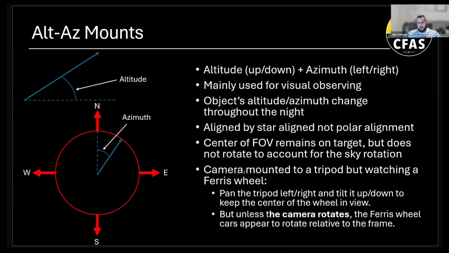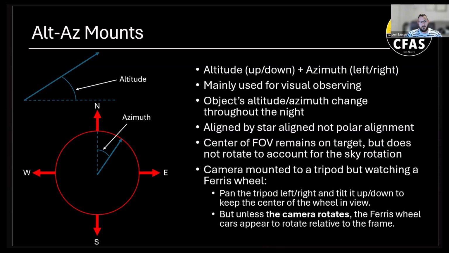Think of a Ferris wheel and a camera mounted on a tripod. Without the camera moving, you're able to keep the Ferris wheel in the center of the camera's view, but the Ferris wheel cars are going to be rotating relative to your frame. So it's always going to be a blurry image if you're taking a long exposure. That's the same idea here. To get around this, we use an equatorial mount that tracks the right ascension and declination.